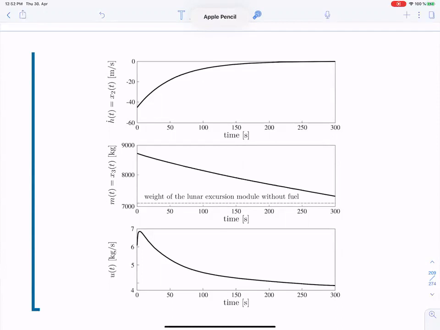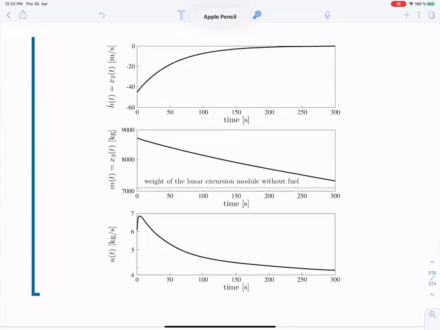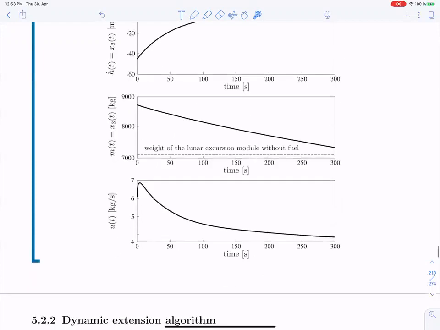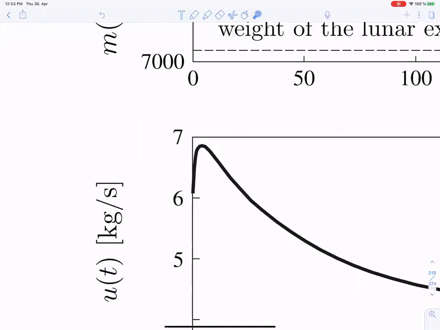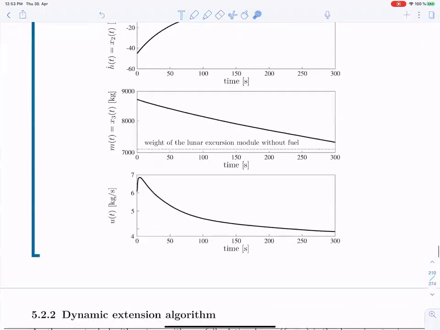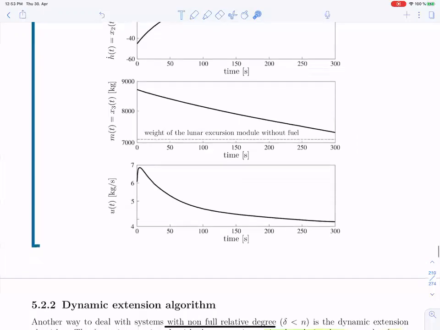So you see, it starts pretty heavy, almost 9,000 kilograms. And then you end up with, say, about 7,000 kilograms when you land the spacecraft. So this is how it is done. And also very interesting, you see the u of t. You can see at the beginning there is some sort of pulse that happens, probably just to slow down the descent. And then we have this very gradual descent.